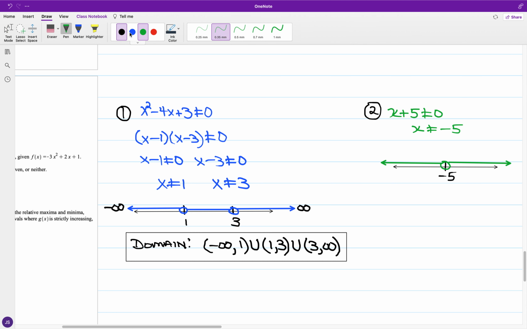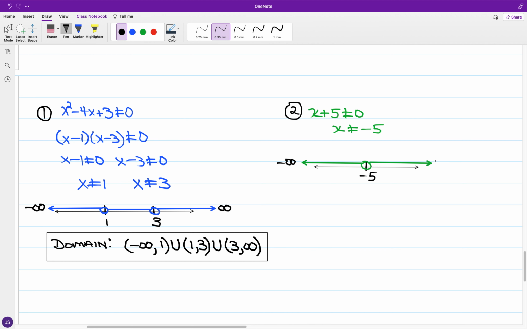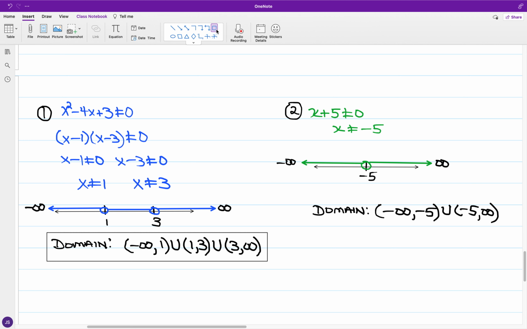Again, we have continuous activity at opposite ends. Lower end, you have negative infinity. Upper end, we have infinity. So for the domain, again we have this lesser portion, values of x less than negative 5. Then we have the upper end, those values of x which will be greater than negative 5. And once again we have parentheses used throughout.